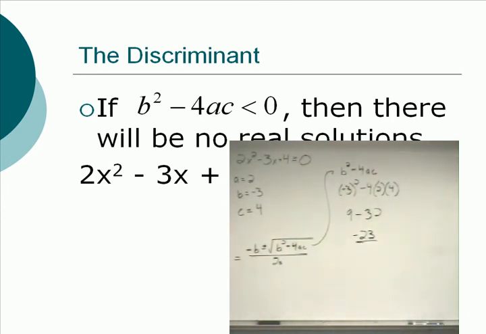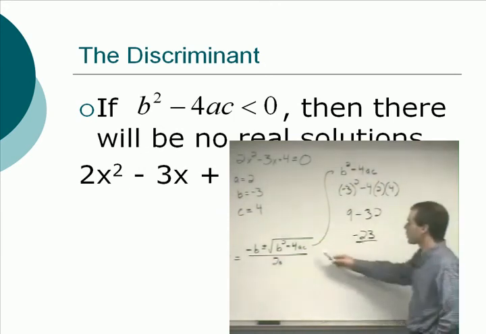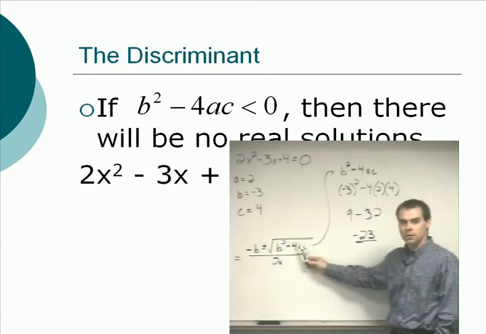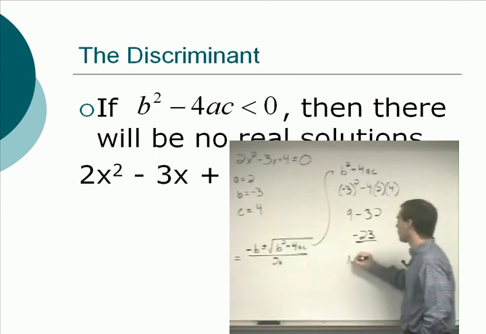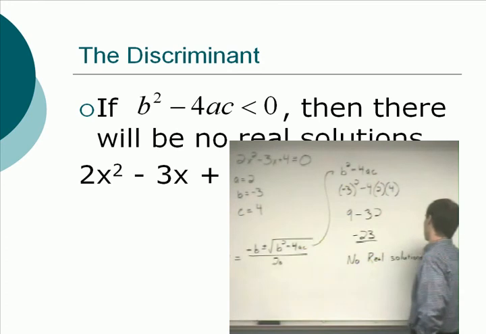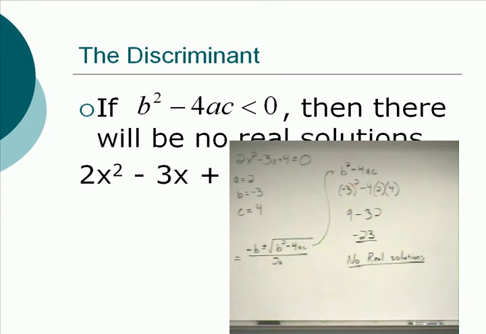So if we were to try and apply the quadratic equation, we'd get x equals negative b plus or minus the square root of negative 23. Can you take the square root of negative 23? You can't do it. And so therefore, there are no real solutions to this. There are no real solutions.